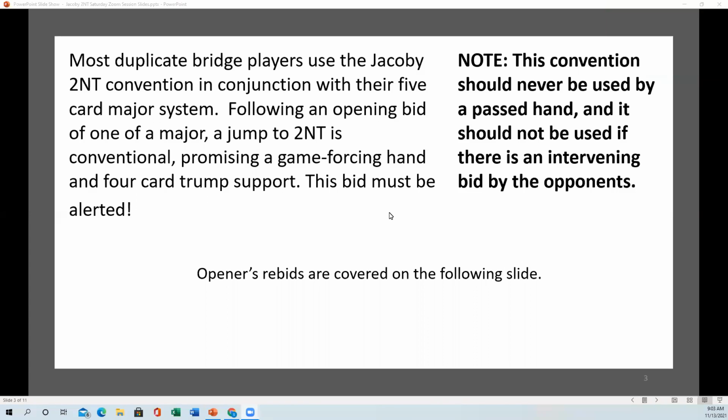All right. Susan, yes. As the alert, do you just say Jacoby 2 no trump, or do you? No, you say alert. You just say alert. And then, in fact, the directors prefer that you not tell the opponents what it is unless you're asked, because you may be waking your partner up. He may have forgotten. And in this day, you and your partner are expected to remember your agreements. So essentially, you just hit the alert button.